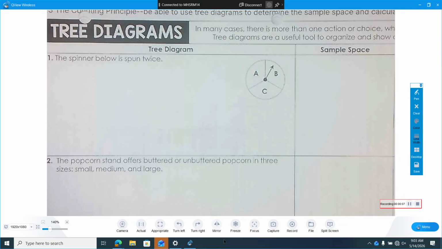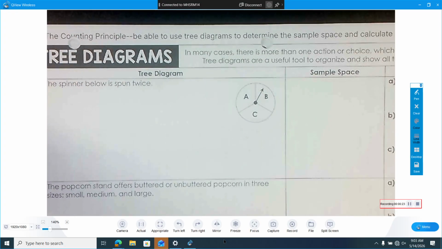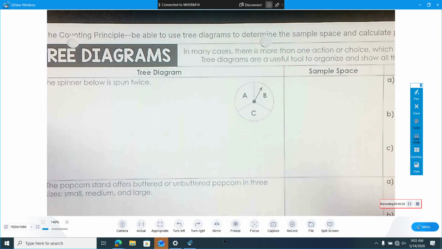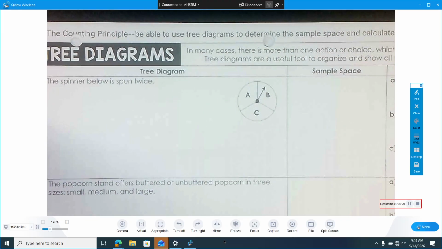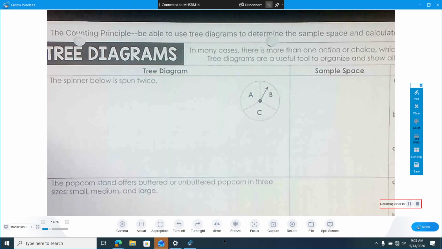And today we're going to be learning about tree diagrams in order to figure out some more complicated probabilities, okay? So we want to be able to use tree diagrams to determine what the sample space is so that we can actually calculate some fairly complicated probabilities. So we are going to take a lot of time today to do this. All right.